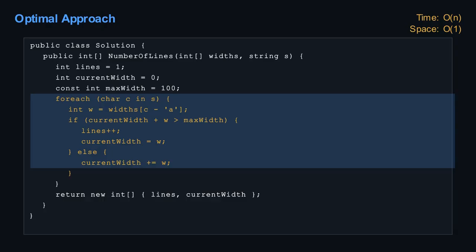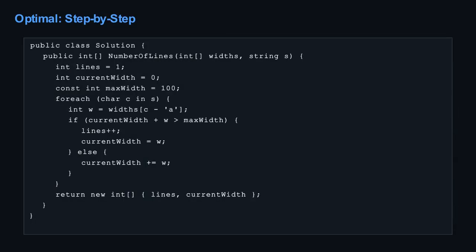If the letter does fit, we simply add its width to our current line width and continue to the next letter. We repeat this until we have processed every letter in the string. Finally, we return an array containing our total line count and the final width of the last line. This approach ensures we touch every letter exactly once, making it incredibly fast and efficient.